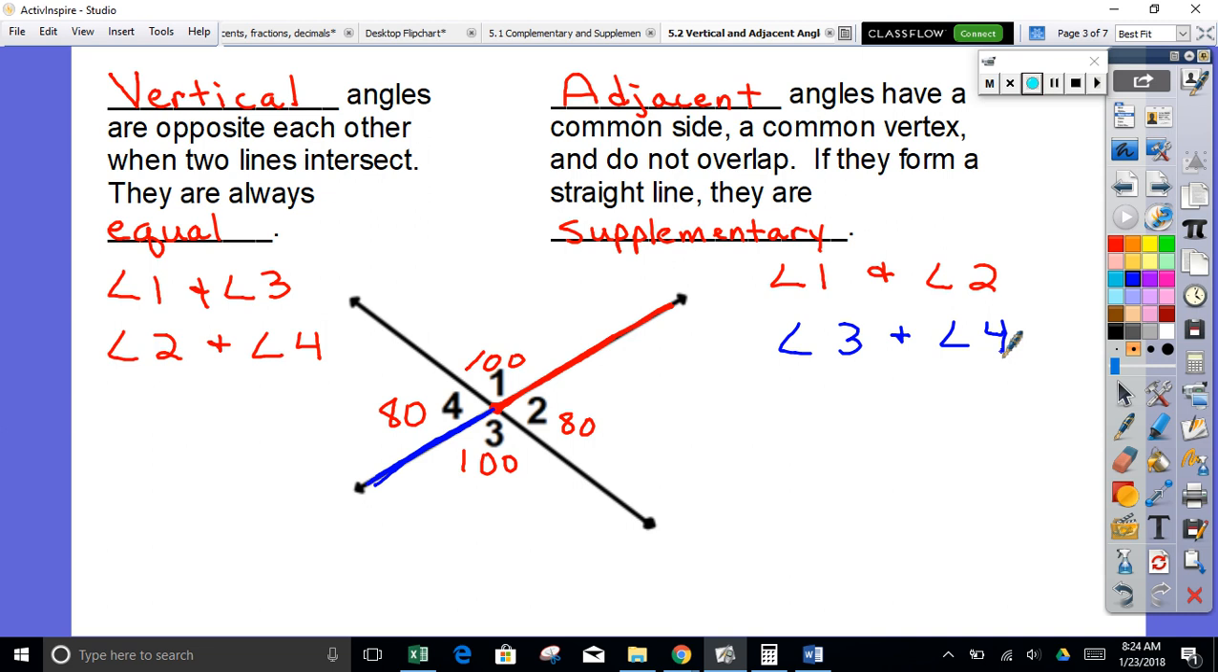There are actually some more adjacent angles up there. Does anyone see another pair of adjacent angles? Violet? 2 and 3. Angles 2 and 3 share this common side. There's one more pair. Adria? 1 and 4. 1 and 4 share this common side. So angles 1 and angle 4. All right, any questions about these definitions before we move on?